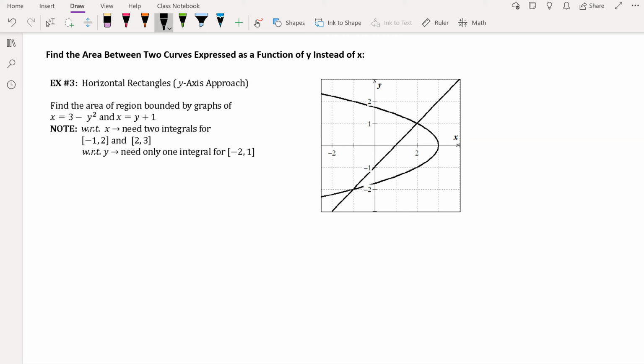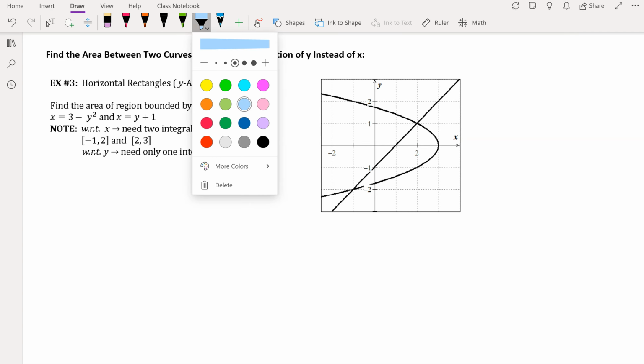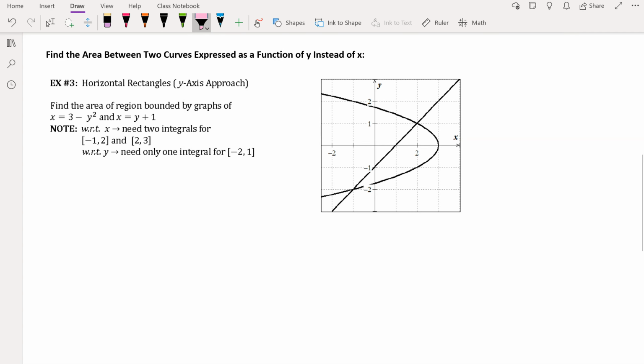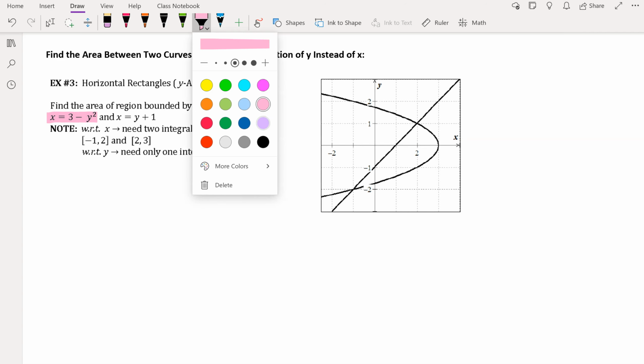Find the area of the region bounded by graphs of... All right, and then you may notice something immediately. We have x equals 3 minus y squared. That's a function defined in terms of x. It's x equals, not y equals. So that's what's really weird and unique about this problem.